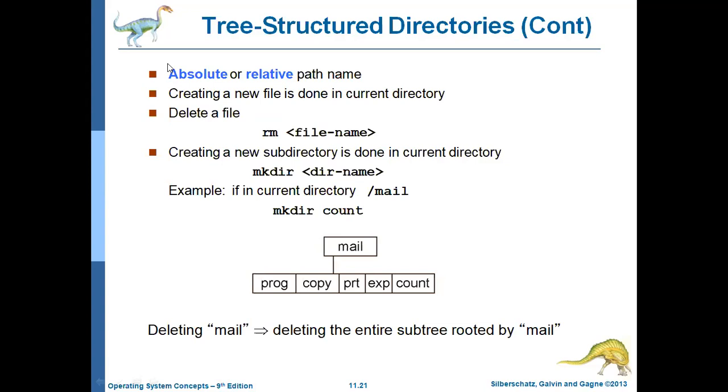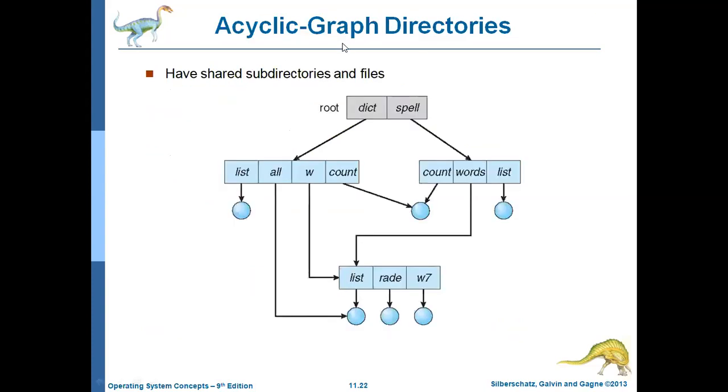Creating a new file is done in the current directory. To delete a file, that is usually rm and you give a file name. Creating a new subdirectory is done in the current directory with mkdir, and you give the directory name. If in the current directory you delete mail, it deletes the entire subtree rooted by mail. So be very cautious when you are deleting. Even most operating systems do not allow you to delete a directory unless it is empty. Then there come acyclic graph directories.